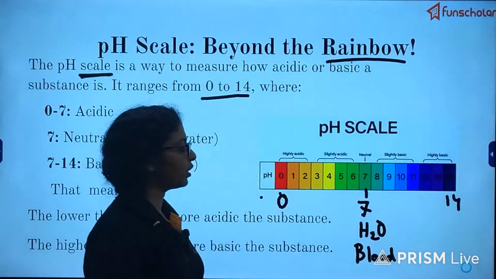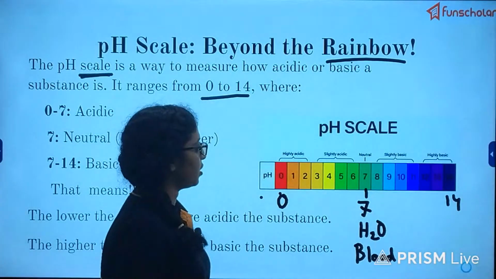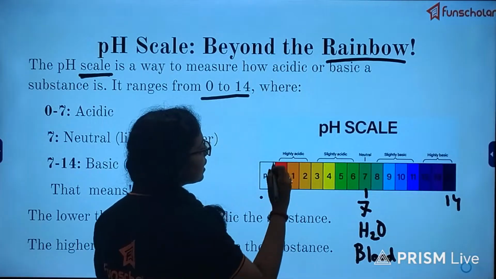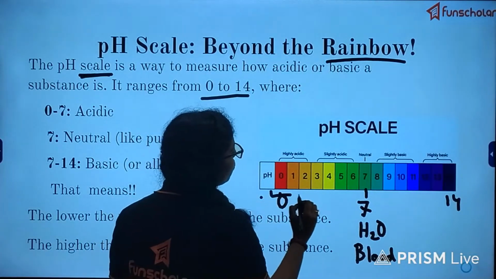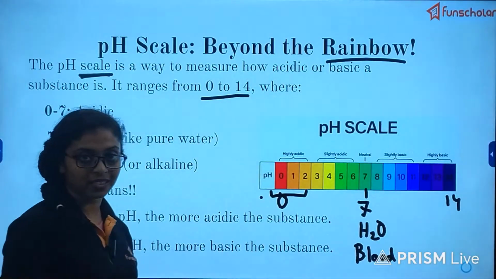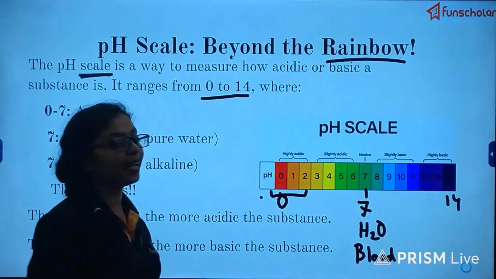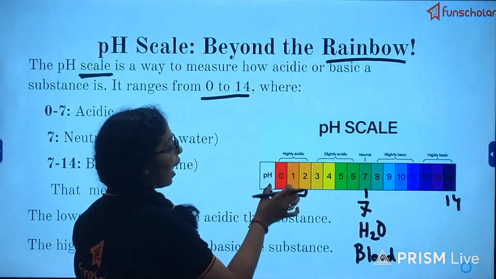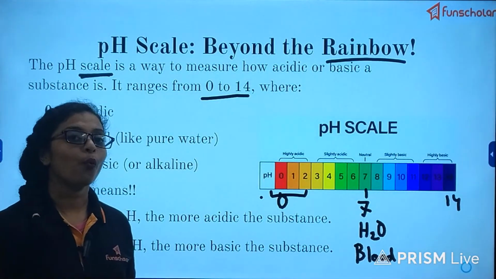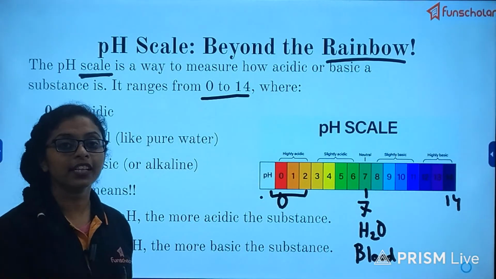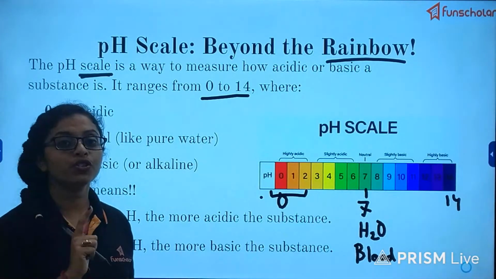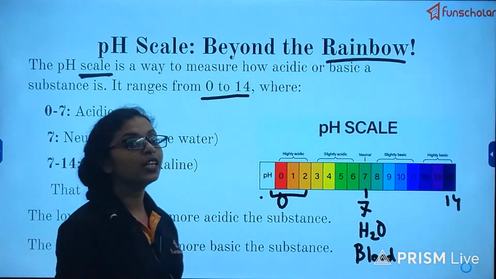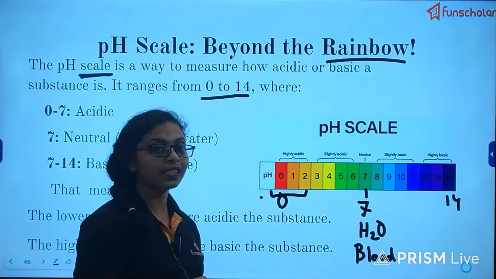So these are not really acidic or basic, but when it comes to 0, 1, 2, these are extremely acidic, strong acids, just like the gastric juice. The gastric juice is a highly acidic substance. Why? Because it consists of which type of acid? The strongest acid, hydrochloric acid, right? We have already got to know about it in our previous lecture.